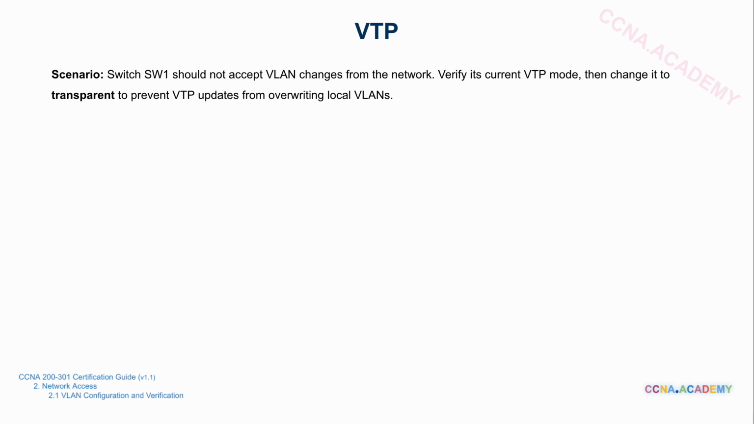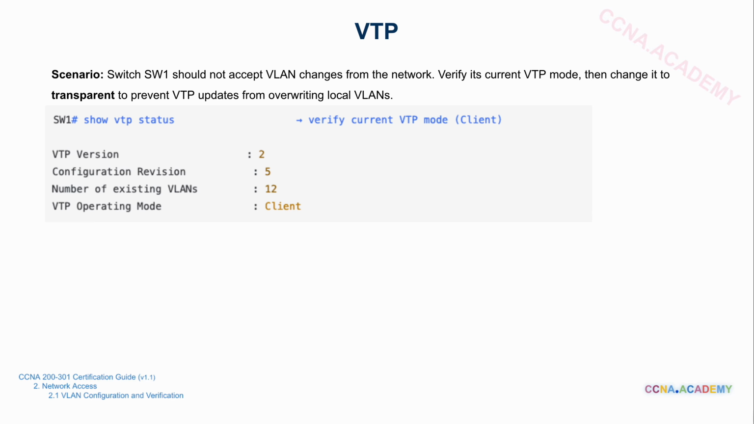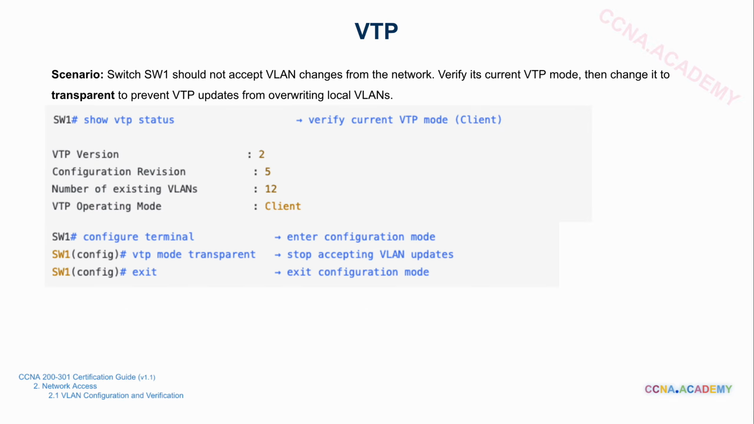In this example, the switch is currently operating in VTP client mode, which means it learns VLAN information from the network and applies any updates it receives. We need to verify its current VTP mode, then change it to transparent to prevent VTP updates from overwriting local VLANs. We first use Show VTP Status to confirm the current mode. To prevent remote VLAN changes from affecting the switch, we change the mode to transparent using the VTP Mode Transparent command. This keeps all VLAN changes local to the switch. Finally, we verify the configuration again to confirm that the switch is now operating in VTP transparent mode.